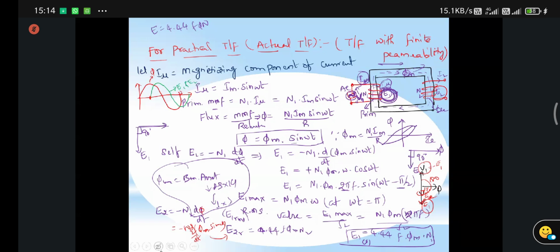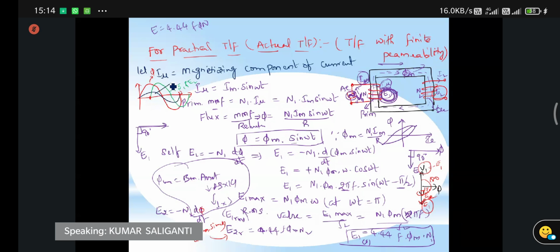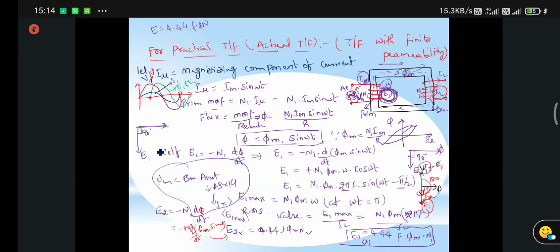What about I1 here? Both V1 and I1 are in phase. So this is the I1. Otherwise you can take V1 also. This green one represents E1 and E2 here. This is the output waveform. Suppose V1 is equal to minus E1; if you draw the phasor diagram, you can see.